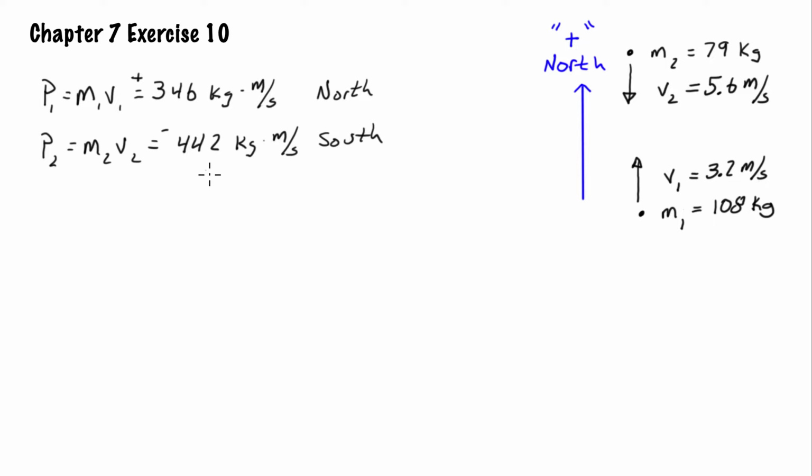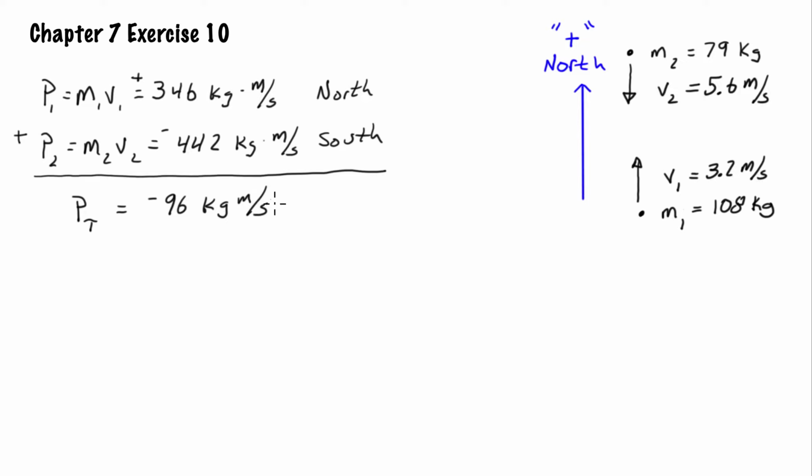Now, the next part of the question asks us for the total momentum of the system. So if I want the total momentum of the system, then I add these up. And the way to add something that's north to something that's south is by using plus and minus signs. So the momentum of the first player is to the north, the momentum of the second player is to the south, minus. So instead of adding these things, ultimately you end up subtracting them. And you end up with a total momentum before the collision equal to minus 96 in SI units, kilogram meters per second.